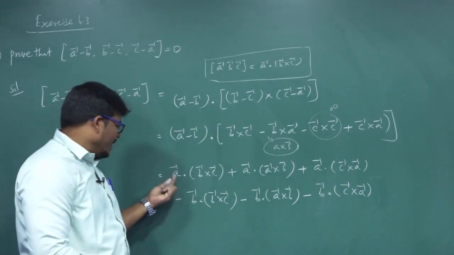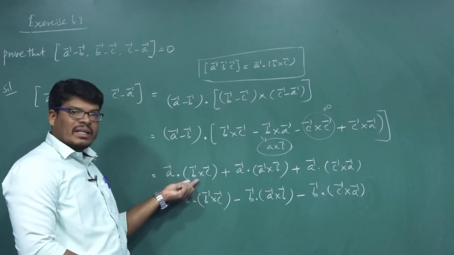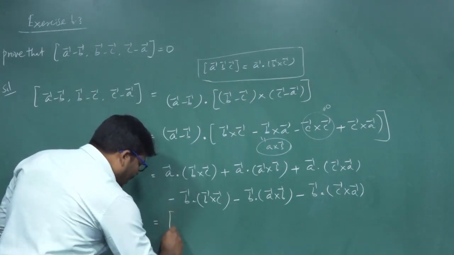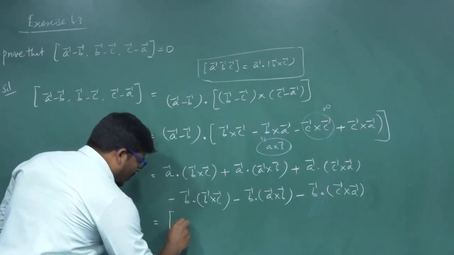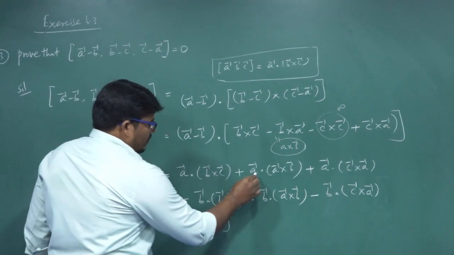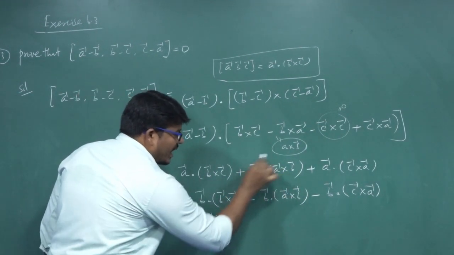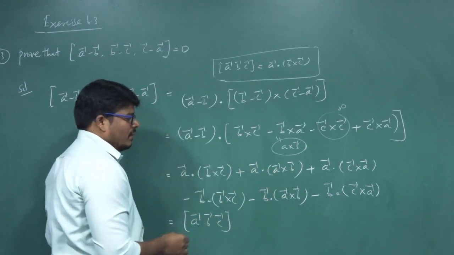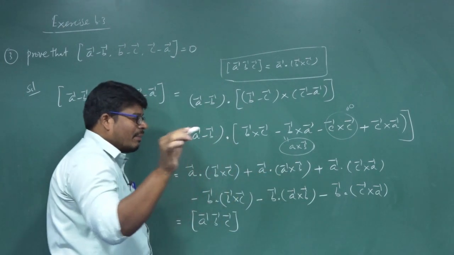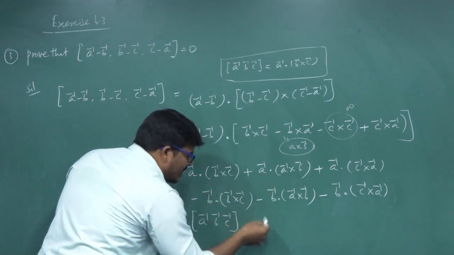The first one, A vector dot B vector cross C vector, is a scalar triple product, a scalar product, and it is written as the box product of A vector, B vector, C vector. This one, A vector dot A vector cross B vector, A dot A cross B, is a box product of three vectors, the box product of A, A, B with equal vectors. This value is 0.